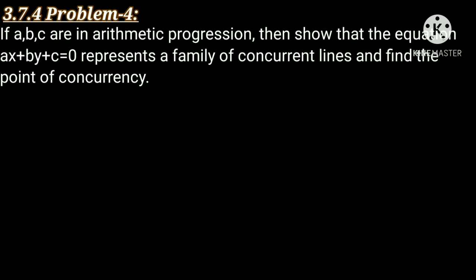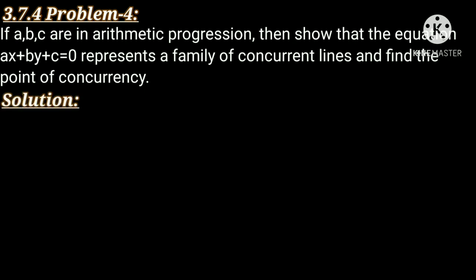In this problem, it is given that the three numbers a, b, c are in arithmetic progression. Then in arithmetic progression, b equal to (a + c)/2. Then from this we write 2b equal to a + c. And also we have to show the equation ax + by + c equal to 0 represents a family of concurrent lines, and from these two lines we have to find the point of concurrency. Now we have to solve the problem.